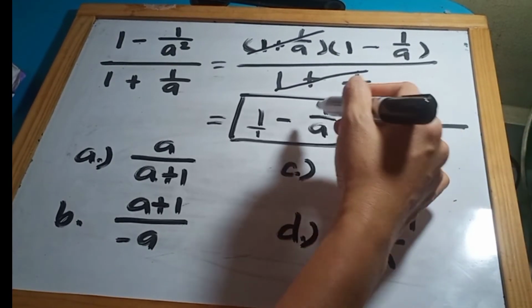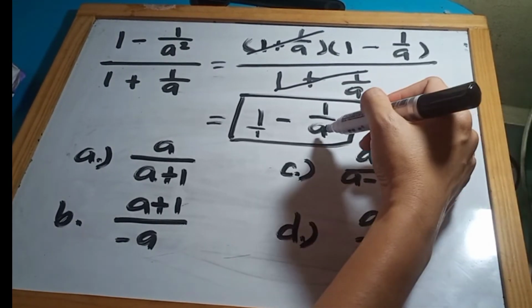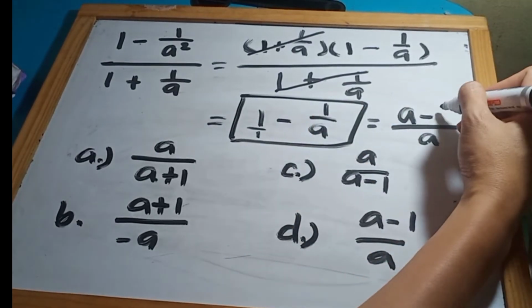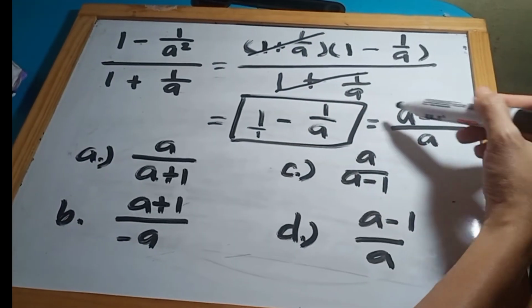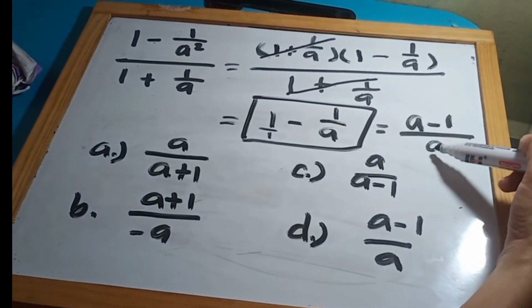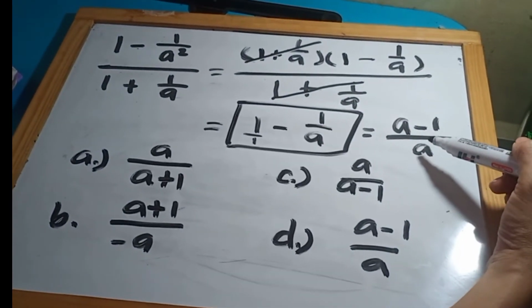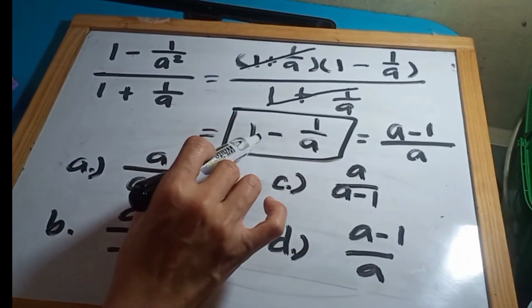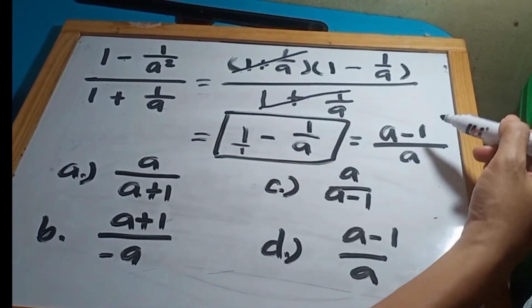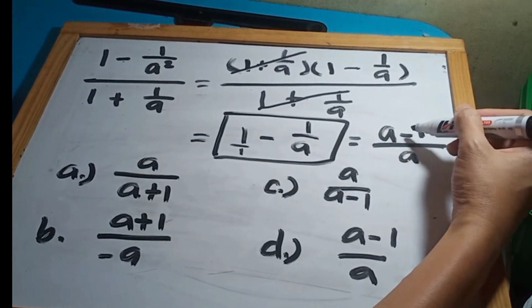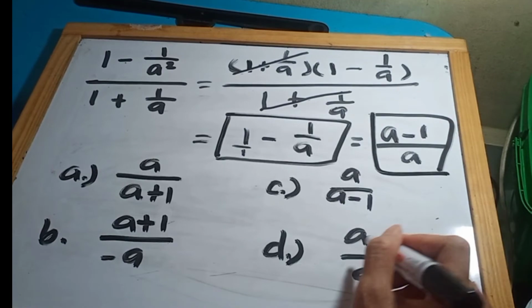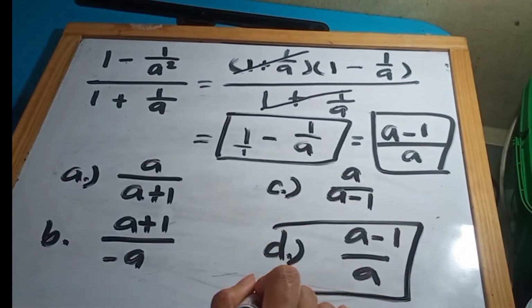Minus, dito naman tayo sa kabila, a divide a, that's 1, times 1, that's 1. Or simply, copy lang natin yung 1 over a kasi a naman is denominator ni 1 over a. So, 1 minus 1 over a is equal also to a minus 1 over a. So, therefore, ito yung correct answer.